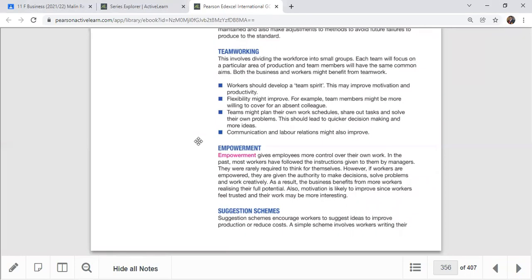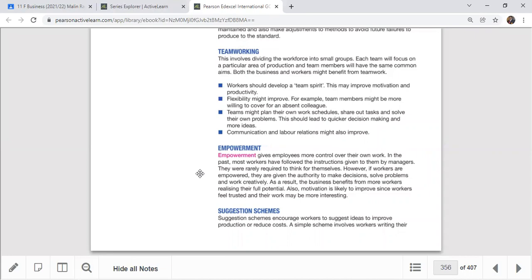Empowerment, we talk about this as a non-financial method of motivation, right? Empowerment, like delegation, like empowering. Empowerment means giving workers more control over their own work. In the past, most workers followed the instructions given to them by managers, right? So it's like information giving. And they were rarely required to think for themselves. It's always there to follow the instructions, follow the orders given by the managers.